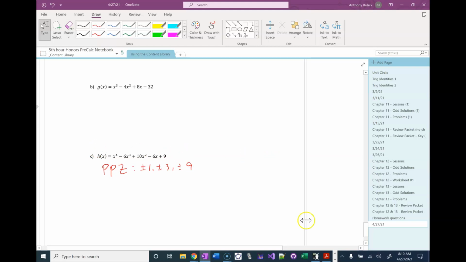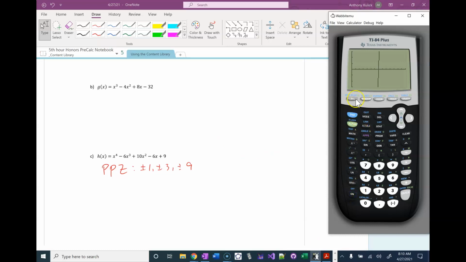So let's take a look at the graph and see what looks like a good one to start with. So we have x to the 4th minus 6x to the 3rd plus 10x squared minus 6x plus 9. And we'll go from -9 to +9, and probably don't need to zoom in on or to change that at all, but we'll see what it looks like.